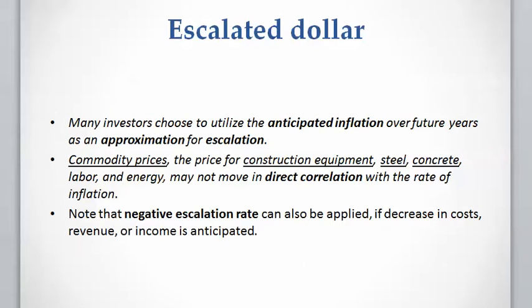In order to calculate the escalated dollar cash flow, we need to consider an escalation rate. Many investors use the anticipated inflation rate as the escalation rate to calculate the escalated dollar cash flow. But there are commodities such as construction equipment, steel, concrete, labor, and energy that may not follow this approximation. We can also have a negative escalation rate in case we anticipate any decrease in cost, revenue, or income.